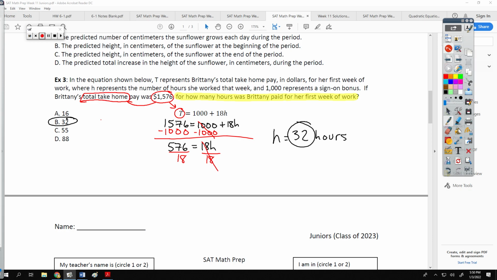So again, we have practice with solving these linear equations. We've done a ton of it this year, previous years. The math itself is not difficult. The hard part is going to be, are you disciplined enough to read the question and pull the correct information out and use it in the correct way.